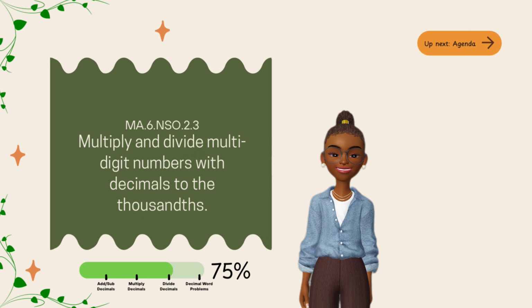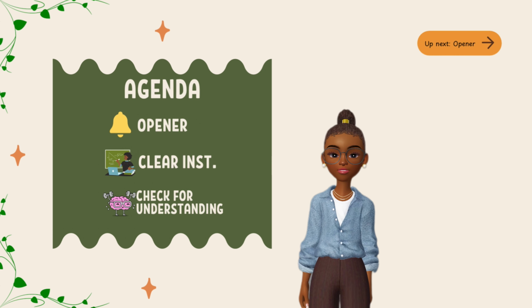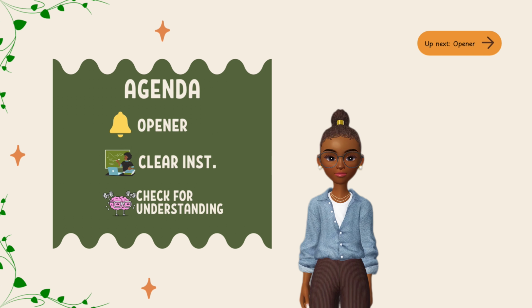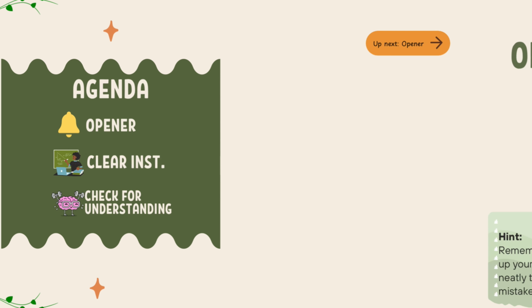All right, let's talk about what we're doing today. We're starting with an opener to warm up our brain, then we'll connect what you already know to what you're about to learn. After that, I'll show you 3 clear examples and you'll wrap up with a quick check for understanding, 2 problems to solve on your own. Sounds good? All right, let's get started.